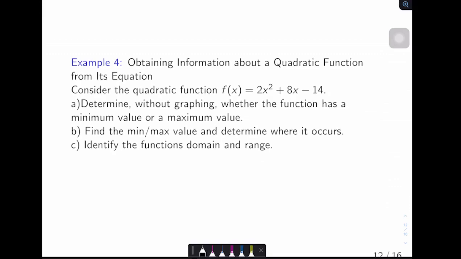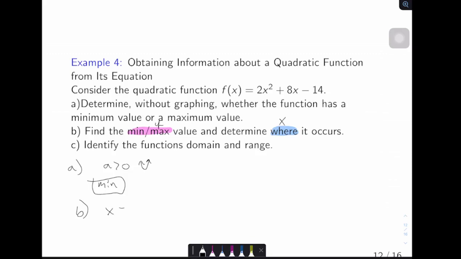Considering the quadratic function 2x squared plus 8x minus 14, determine without graphing whether the function has a minimum or a maximum value. Well, our a is positive, so for part a, we're going to have a minimum because we have a parabola which goes up like this. For part b, find the min/max and determine where it occurs. Okay, so the where is our x, and the min/max is the y.